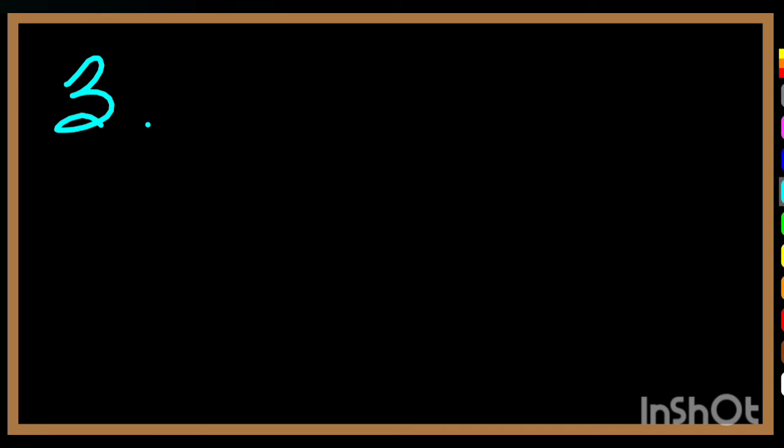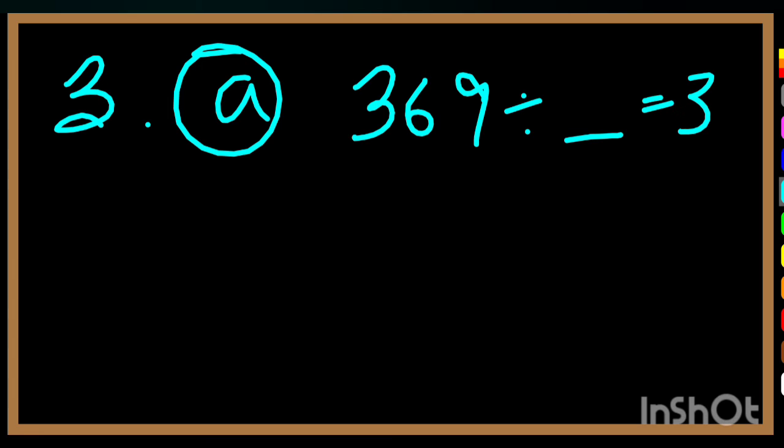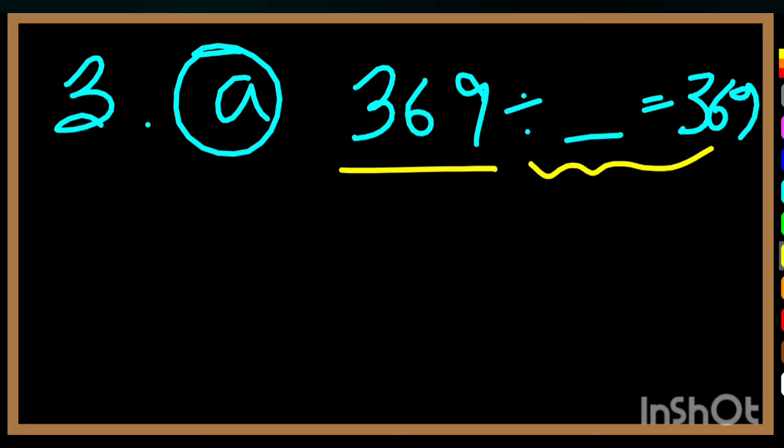Here in question number 3 it is written fill in the blanks. Very first sum, 369 divided by something, it is coming 369. Very easy. 369 is being divided by such a number where after dividing we are getting the answer 369 only. Yes, it is very clear. That will be 1. Let's do another one.